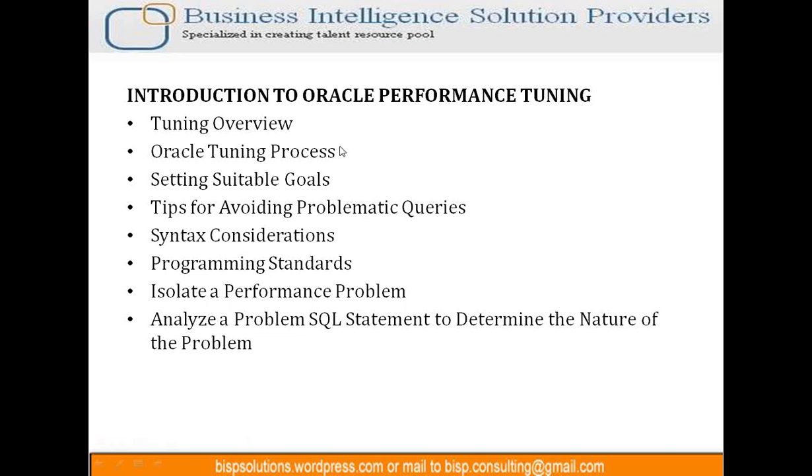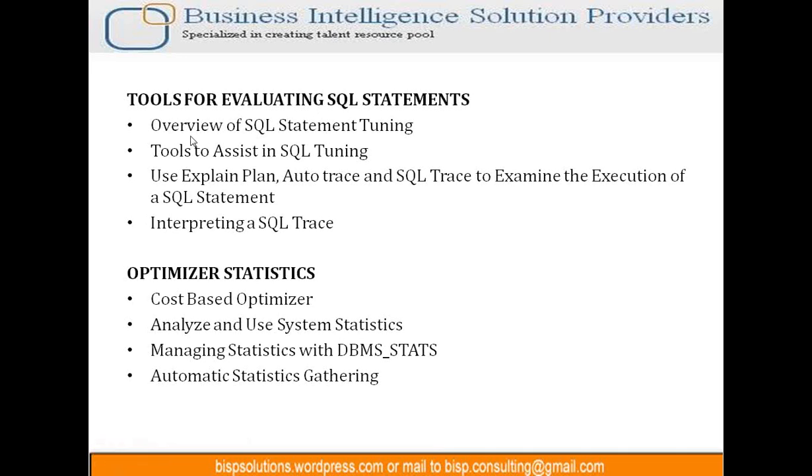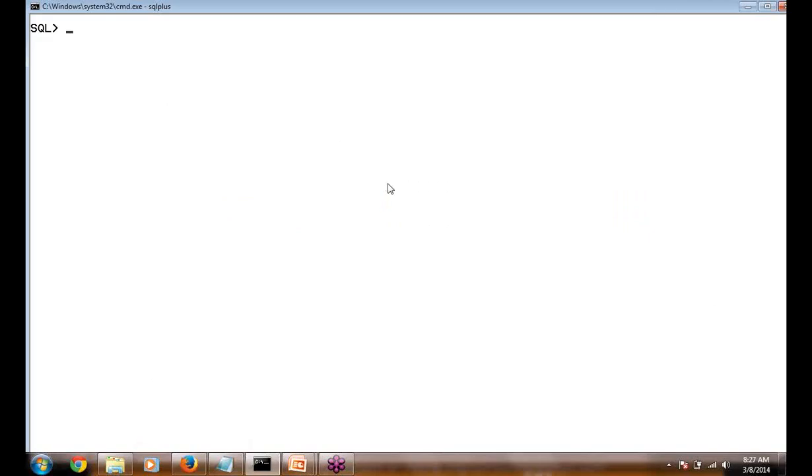Once we have done this, what do you think should be done next? What we are going to do next is look at the tools that help us in evaluating our SQL statement. I will quickly show you some examples using these tools so you can get an idea about how they work. Oracle gives us tools like explain plan, autotrace, and SQL trace for examining the execution of a SQL statement and understanding where exactly the problem lies. So let me quickly show you.